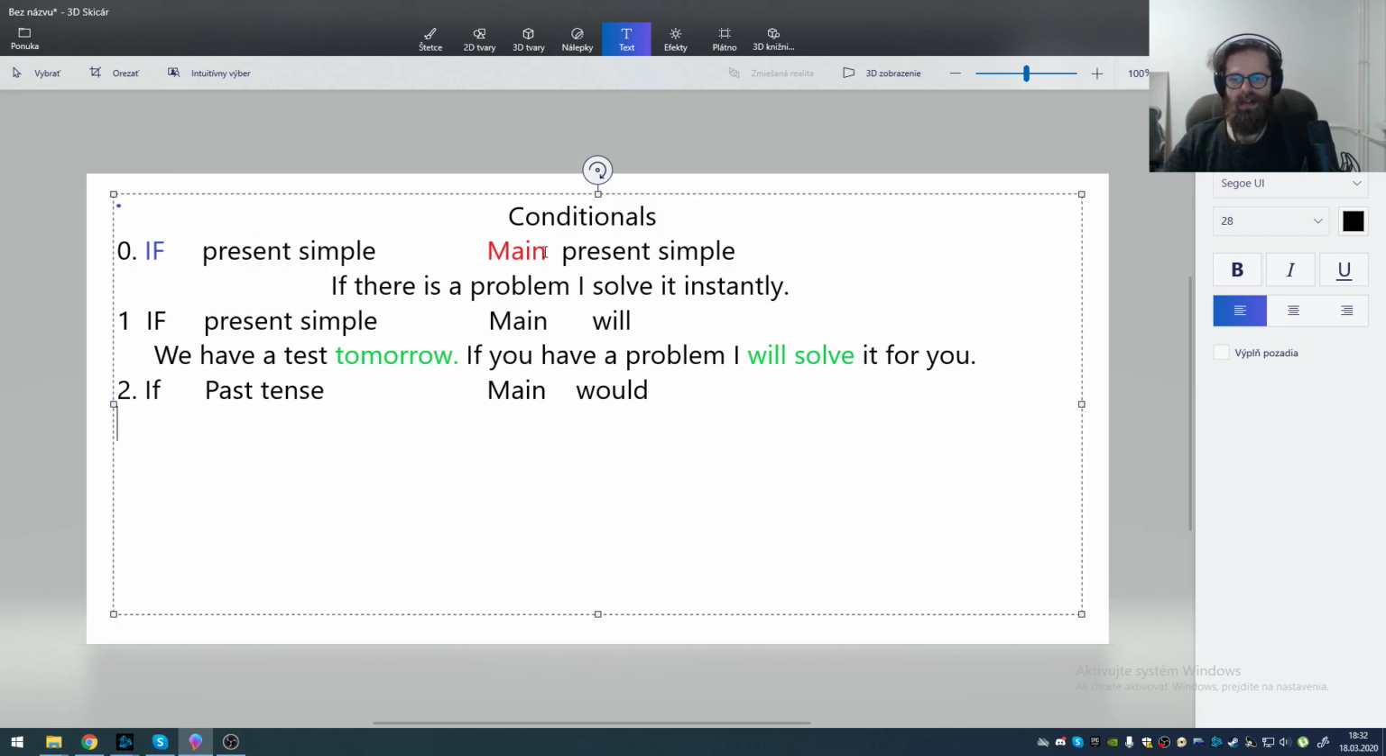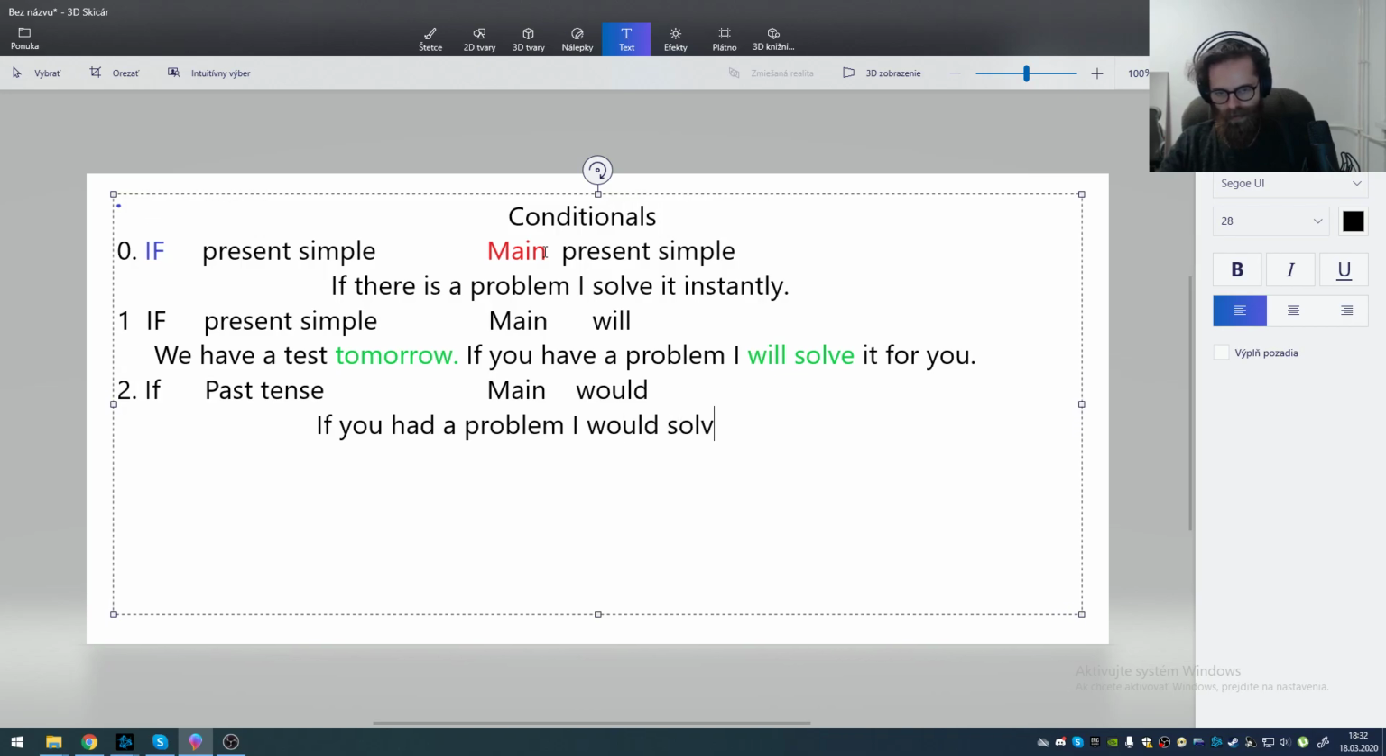So imagine there is this case that, let's say, you don't have any problem, right? You never had one, you don't know what it is, you lead a really, really great life. And I could say something like, if you had a problem, I would solve it. But you don't have any problem, right? This is just a theoretical case. If you had one, I would, but you don't. So we don't have to talk about it.